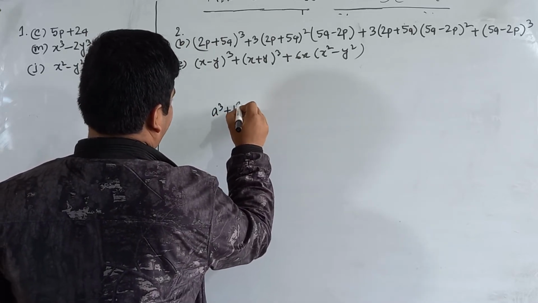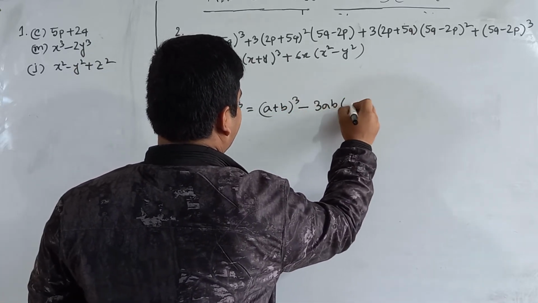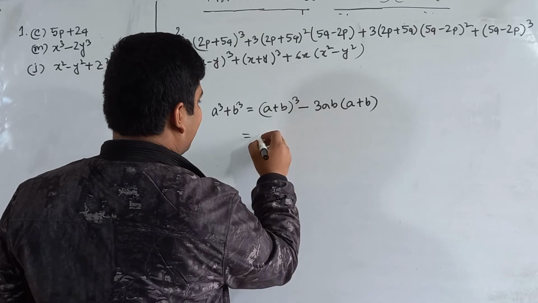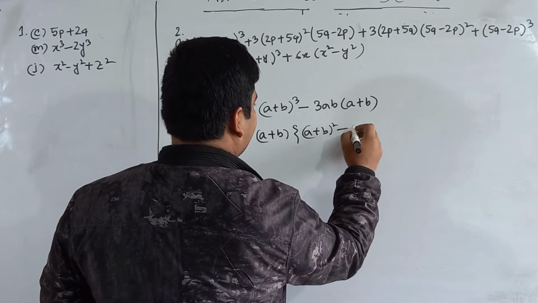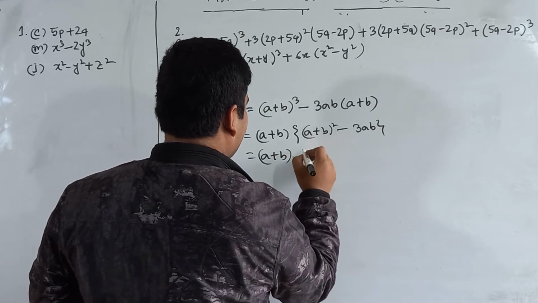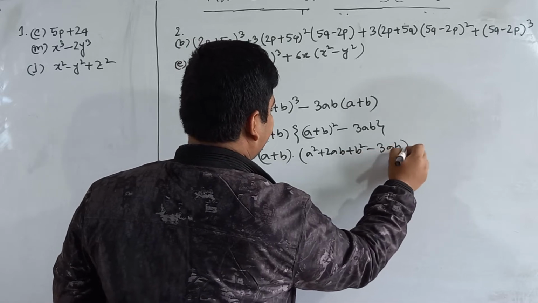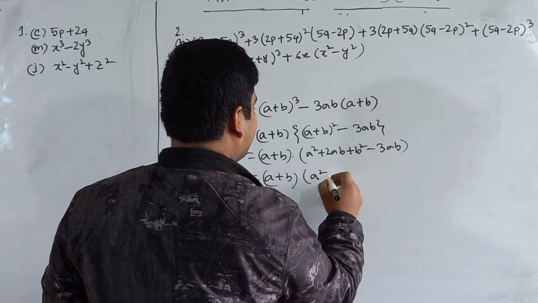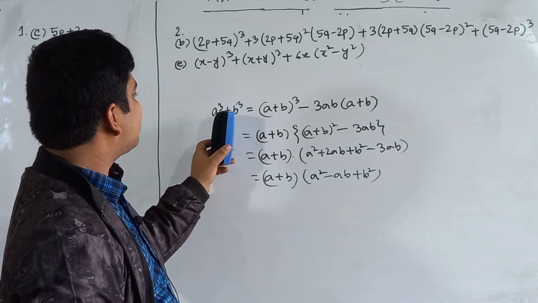a cube plus b cube equals a plus b whole cube minus 3ab into a plus b. My dear student, if we take a plus b common from this, we get here a plus b whole square and here 3ab. Okay, so a plus b into, we can write from this, a square plus 2ab plus b square minus 3ab. Okay, so a plus b into a square, we subtract 2ab from minus 3ab and we get minus ab plus b square.